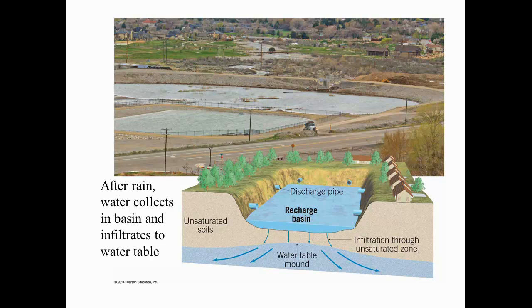Here's an example of a recharge basin. Notice that rainwater collects and flows into the recharge basin by a series of pipes, and at that point is then allowed to infiltrate through the underlying unsaturated zone, and in this way recharge the underlying groundwater system.